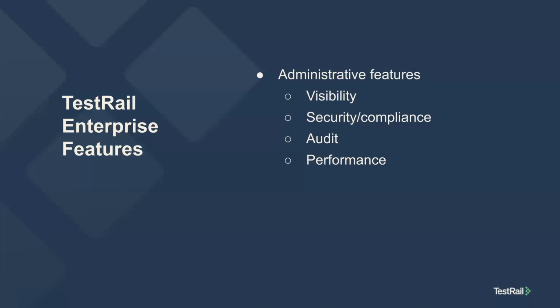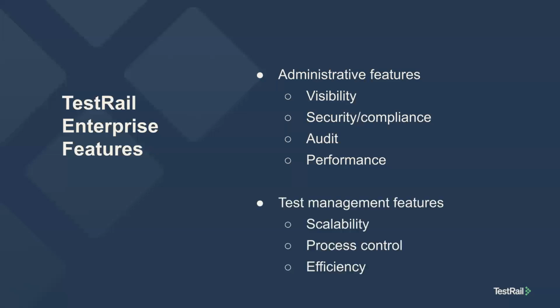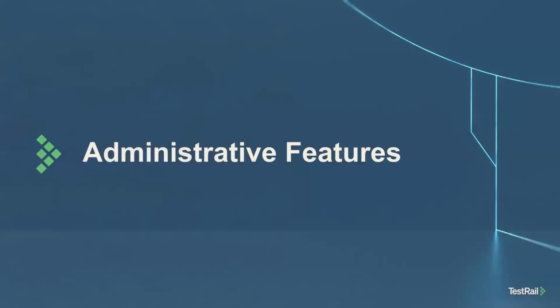TestRail Enterprise features can be divided into two groups: administrative features that help IT teams, software administrators, team leads, and managers more effectively manage the tool from behind the scenes, and test case management features that will help users complete QA tasks in less time and more efficiently. Today, we'll be going over the administrative tools provided by the TestRail Enterprise plan, with a second webinar planned in the near future to go over the additional benefits to the broader QA team and the testing workflow.